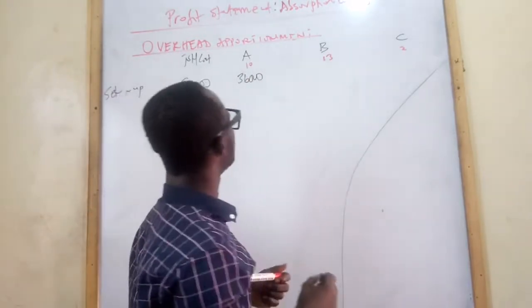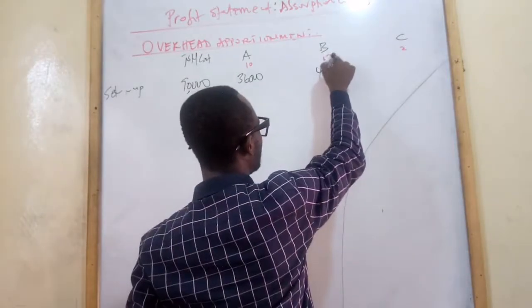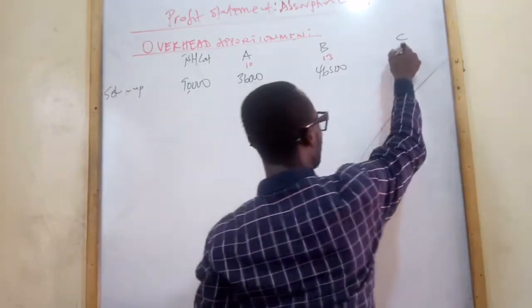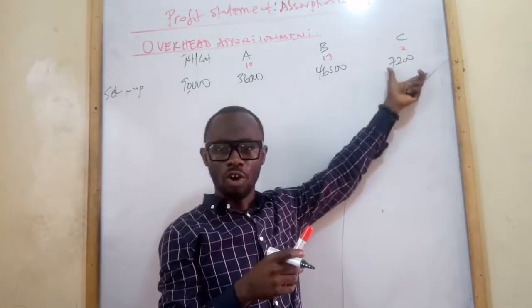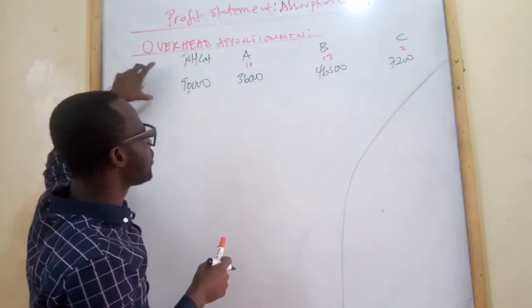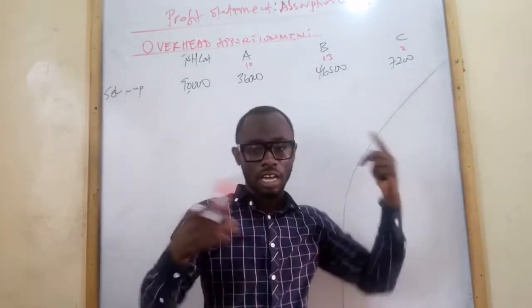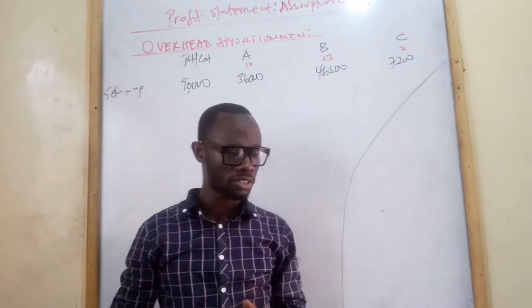B will be 13 over 25 by 90,000, and that will be 46,500. And then C is only 2, and that is 7,200. So you see how we are apportioning the overhead. We're going to apportion all the overheads according to the activities that each of the products used, or the number of activities that the products used.